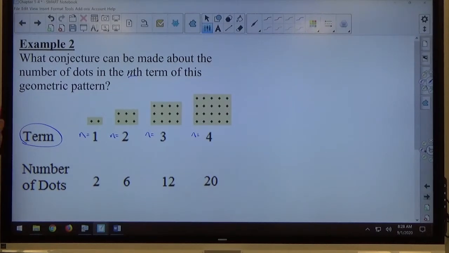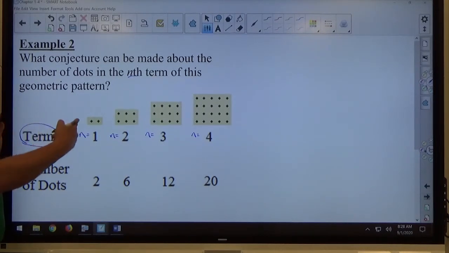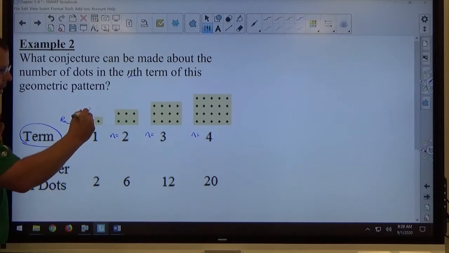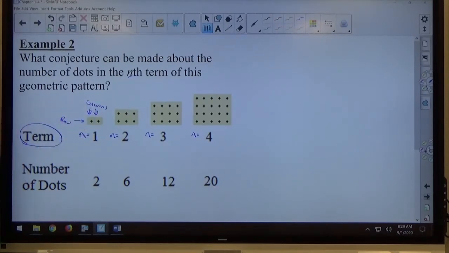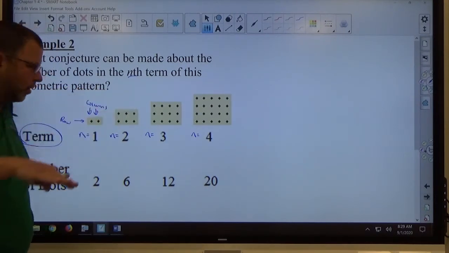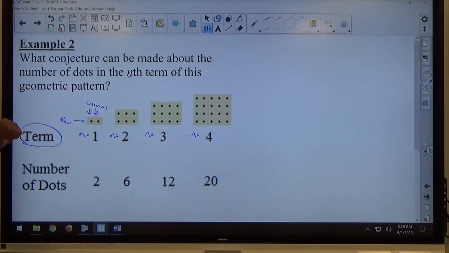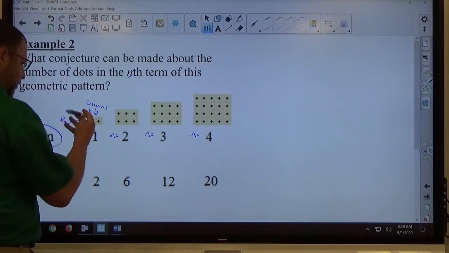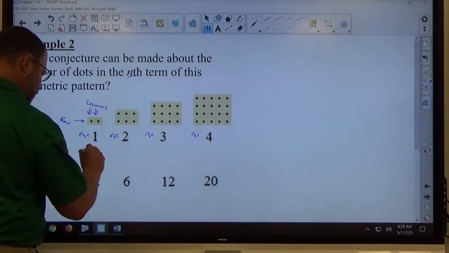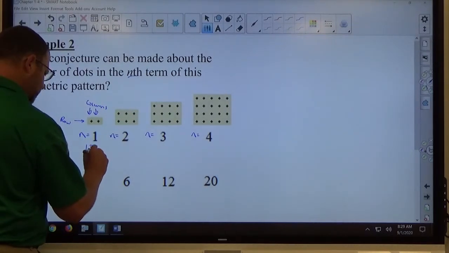So if we take a look at the number of dots in the picture, and I want to relate, if you look at this picture here, I've got columns and rows, right? So this is the number of rows, and this is the number of columns. Columns are like this, rows are like that. So this has 1 row and 2 columns. So in the first term, we have 1 row, 2 columns.